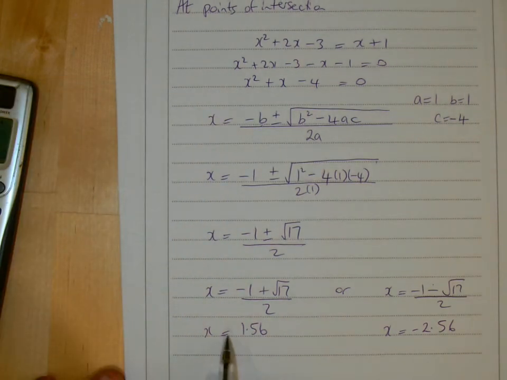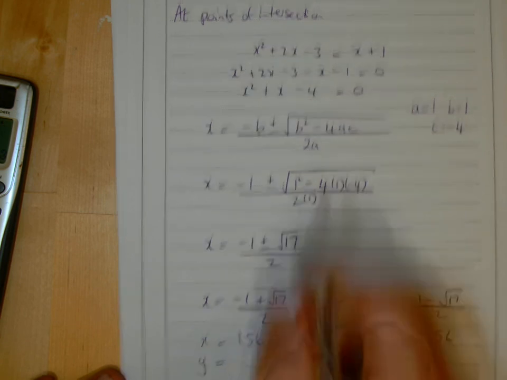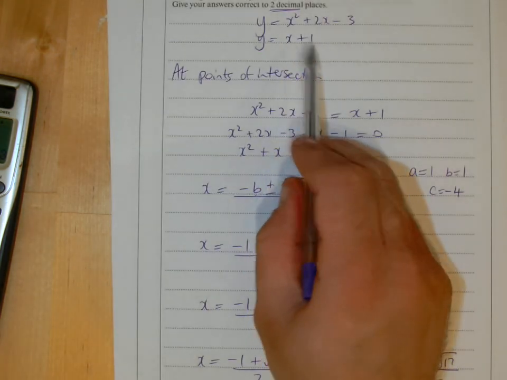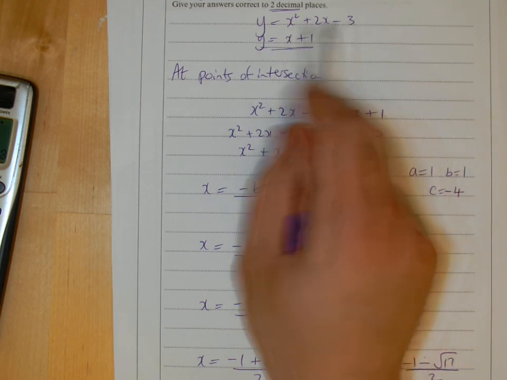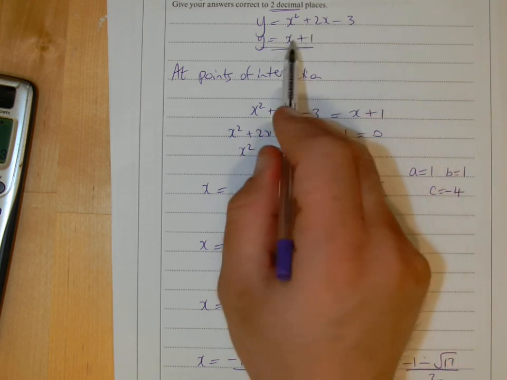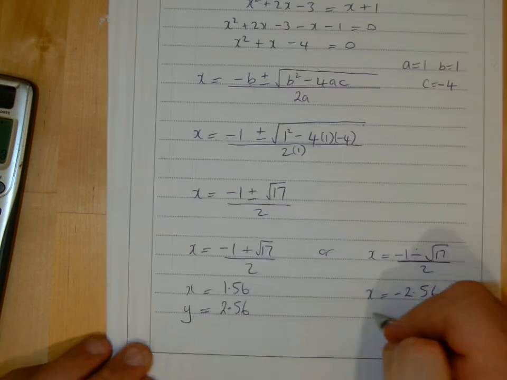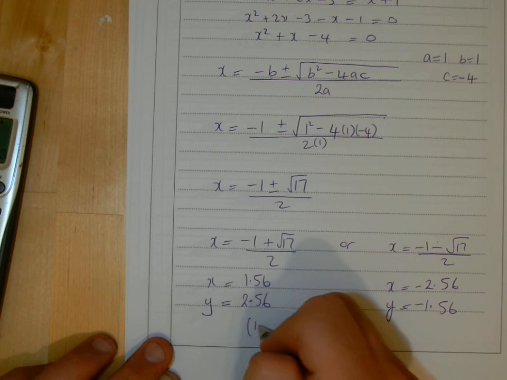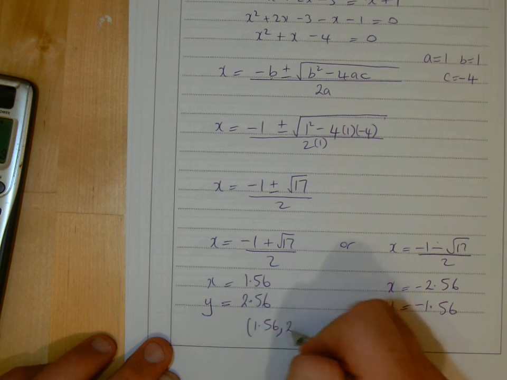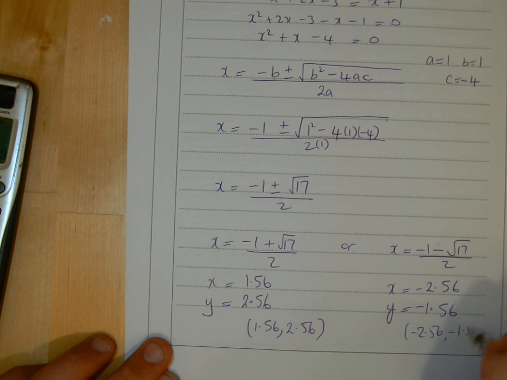Now don't forget, that's great, those are your x values, but you also need the y values as well. If you look here, y is just x plus 1, so use this one. You could sub it into the curve, but it would take too long. Just put it in there, x plus 1. So we just need to add 1 to that. We get 2.56, and the same here, if we add 1 to this, we get minus 1.56. So my 2 coordinates of intersection are these. It's one pair, and the other pair is as we've got there.